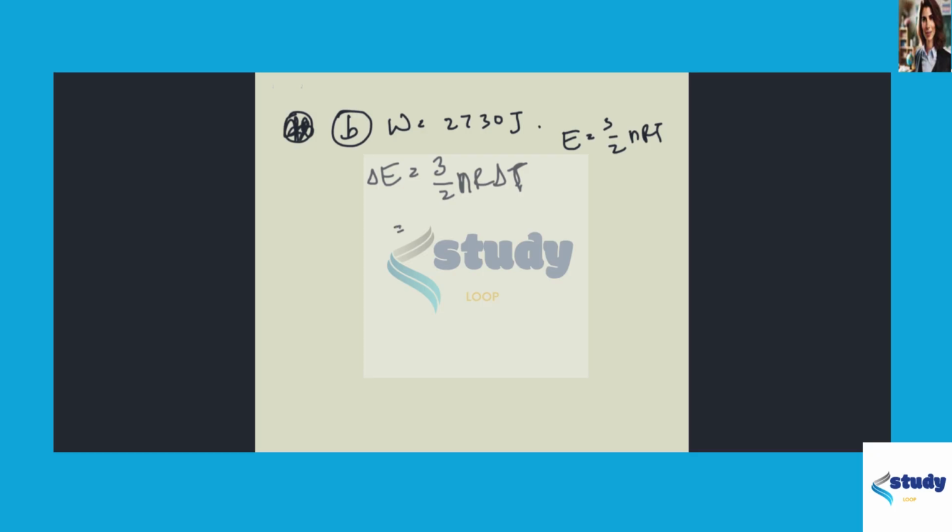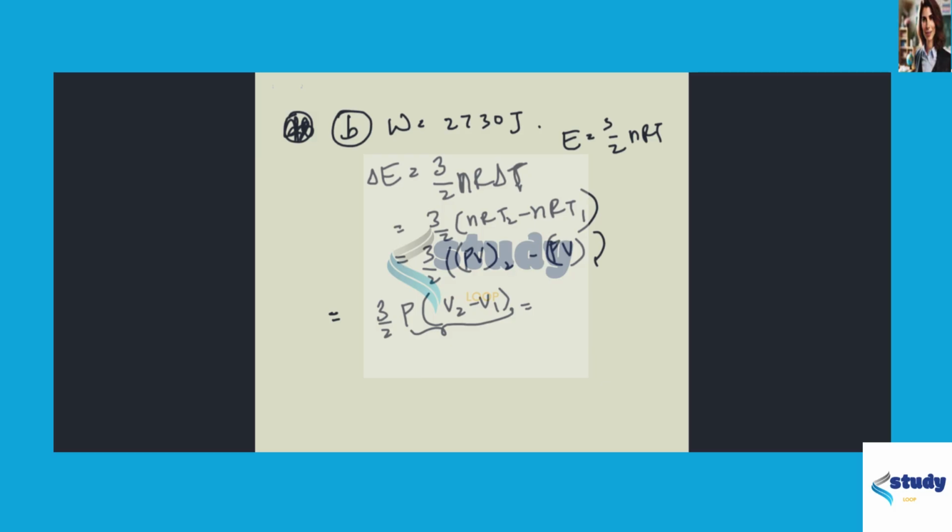Now, this is equal to 3/2 times nRT2 minus nRT1. We know that nRT2 and nRT1 are PVs. nRT is PV, so that's PV final minus PV initial. But we know that the pressure is constant, so we can simply pull pressure out. So that's P times V2 minus V1. If you remember, this is the work done, P delta V. So that's 3/2 times our work done, which was 2,730 joules, which turns out to be 4.1 times 10 cubed joules.